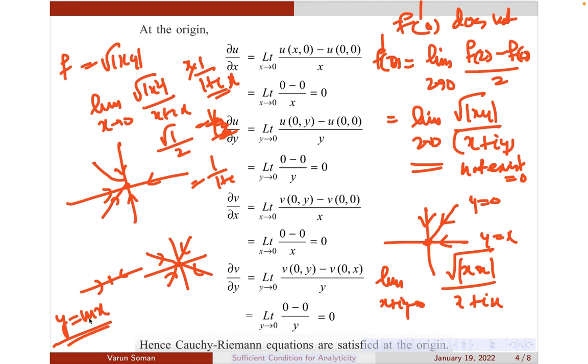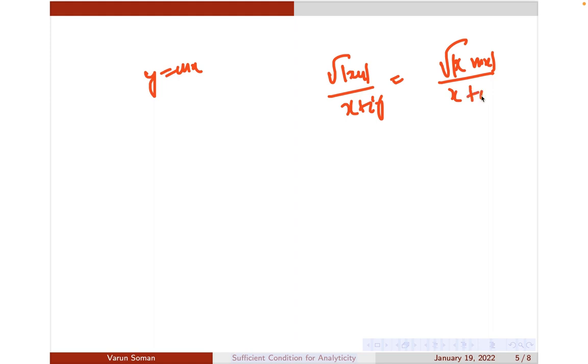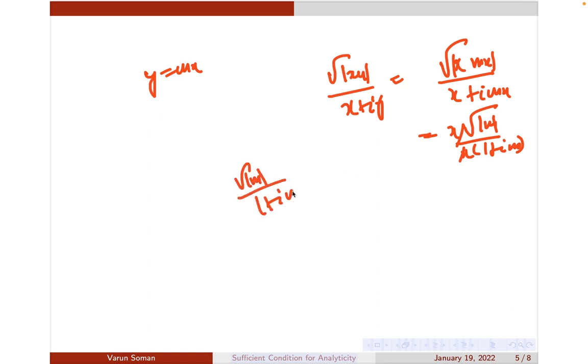So if I take this path to reach 0, what will happen? If I take the path y is equal to mx, my ratio of root modulus xy by x plus iy will become root of x into mx by x plus imx. So that is actually x into root of modulus of m by x into 1 plus im. If you take the limit, you will be getting the value root modulus m by 1 plus im, which depends on m.